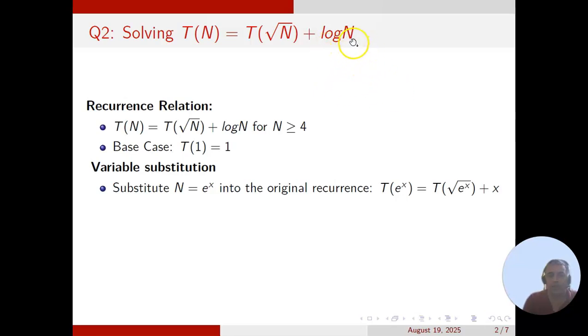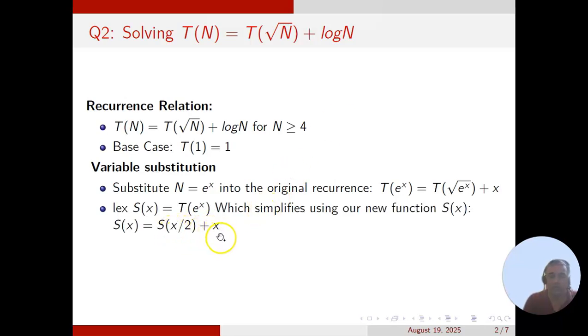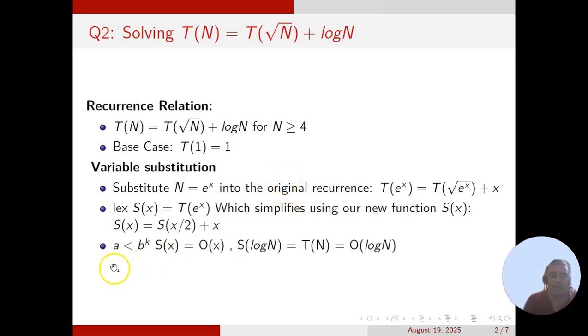if you substitute log n with e^x, then we'll get x. And consider T(e^x) as S(x), then we'll get S(x) = S(x/2) + x. Now this is in the general form of divide and conquer, like T(n) = a T(n/b) + n^k, where a = 1, b = 2 and k = 1, and a is less than b^k. When a is less than b^k, it is order of n^k, that is order of x here.